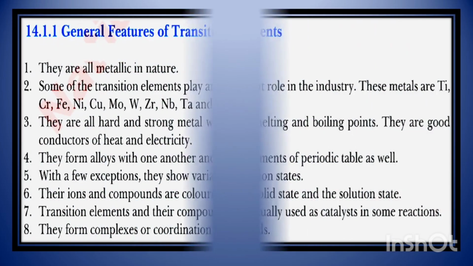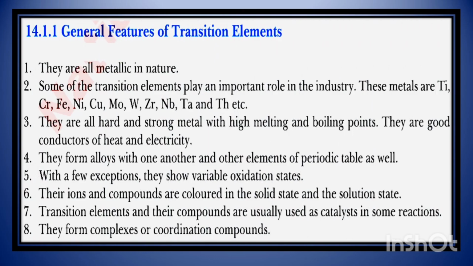Now students, let us study some general features of transition elements. The transition elements are metallic in nature. Some of the transition elements play an important role in the industries. These metals are titanium, chromium, iron, nickel, copper, molybdenum, tungsten, zirconium, niobium, tantalum and thorium.